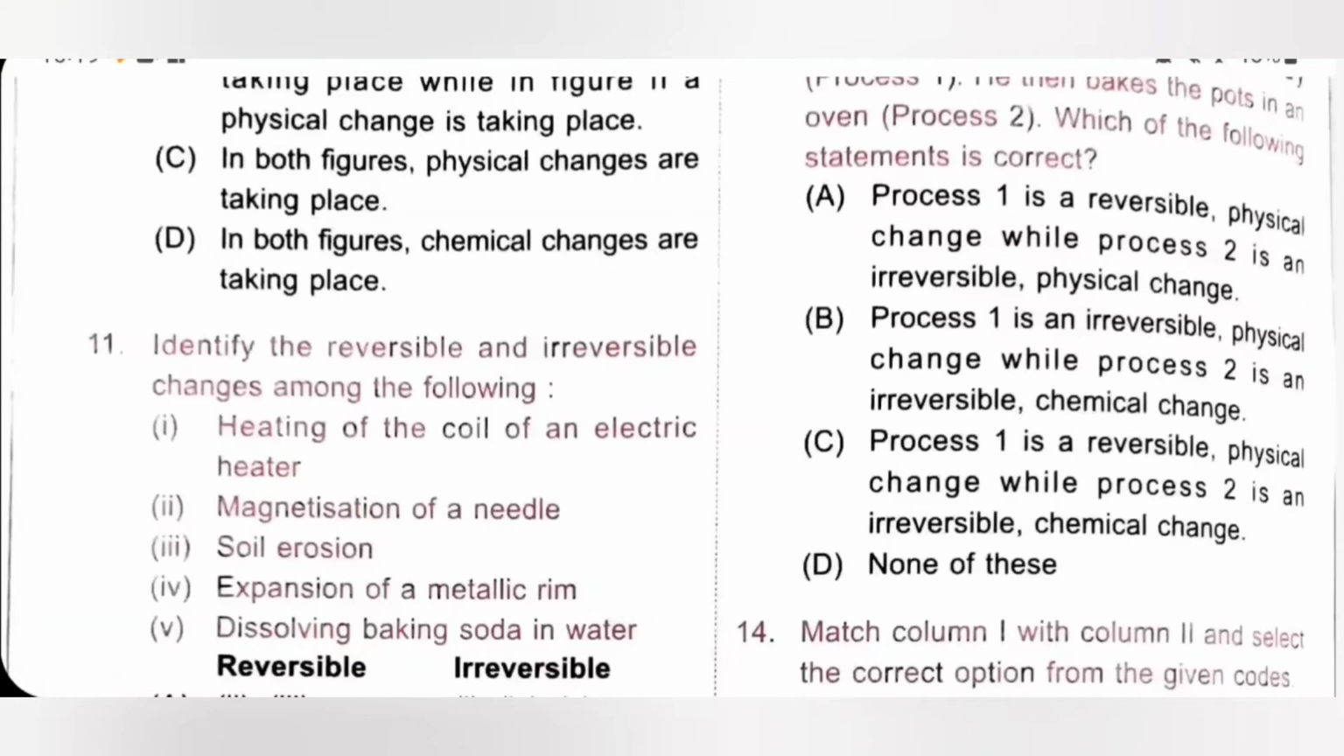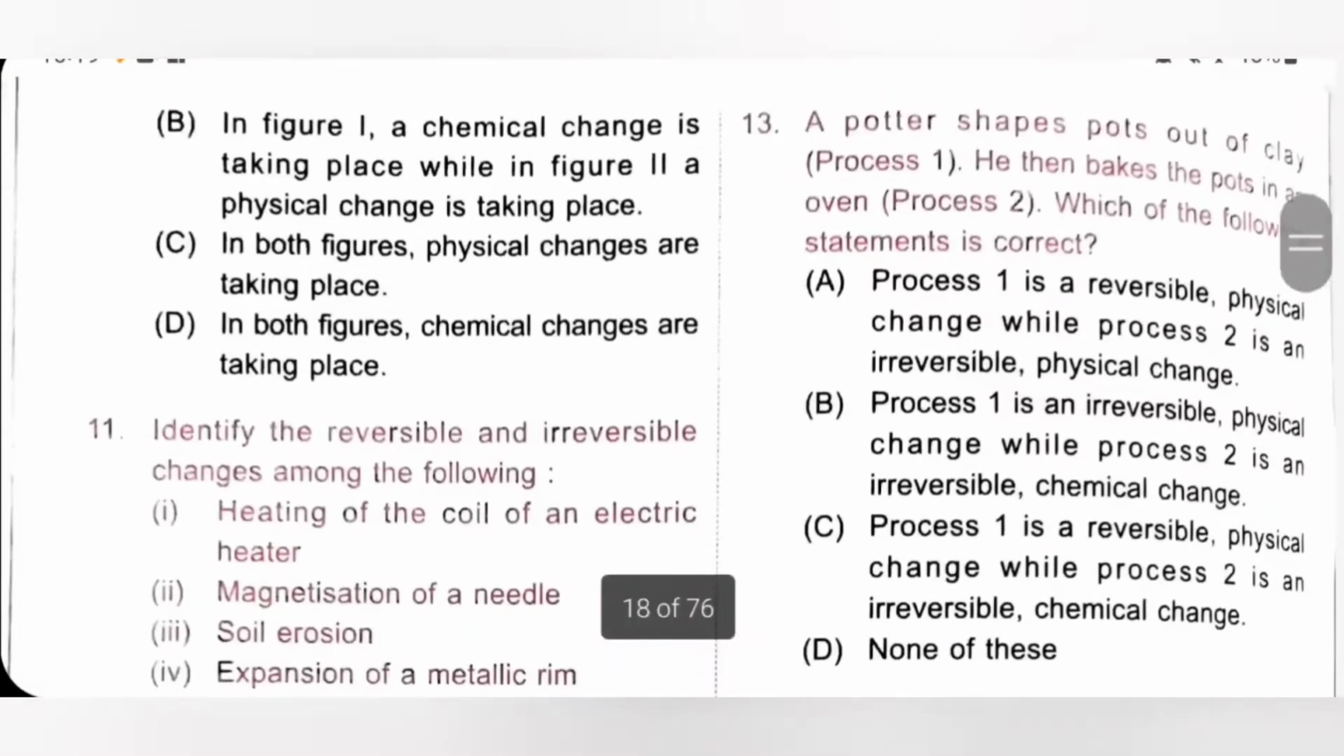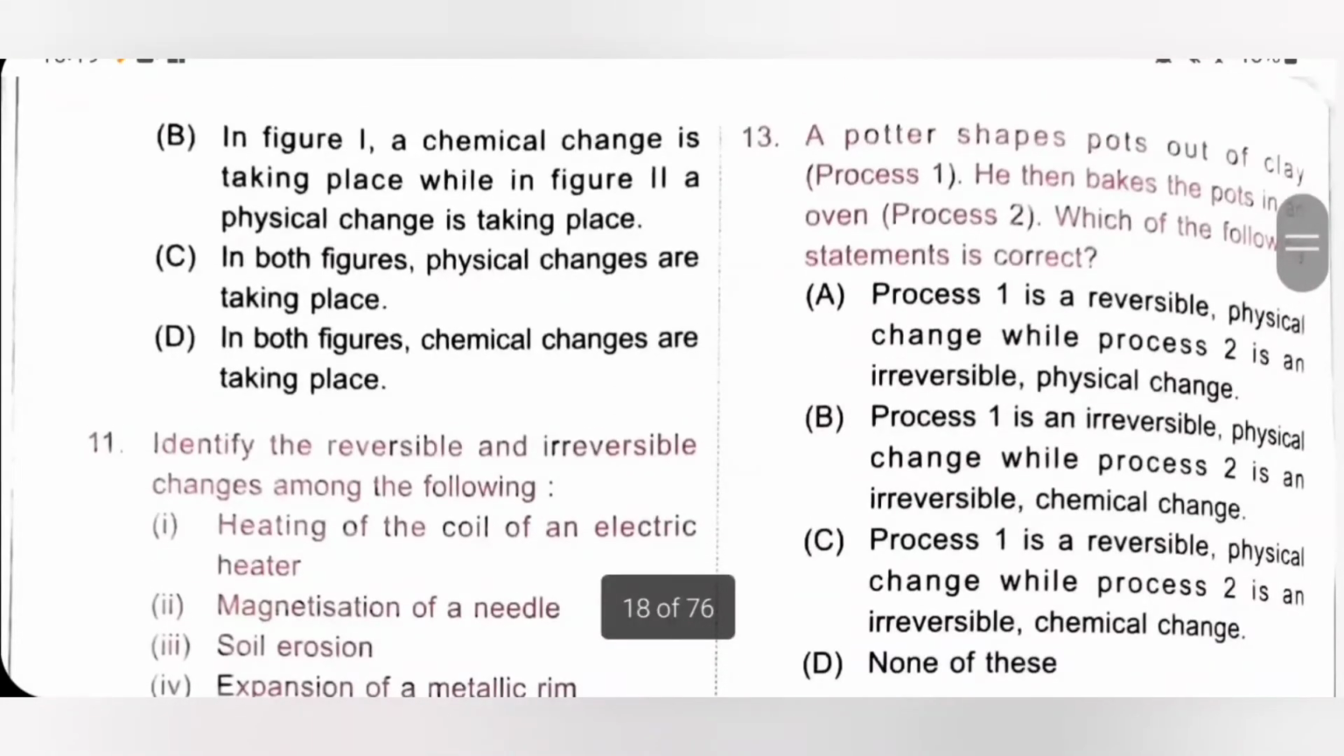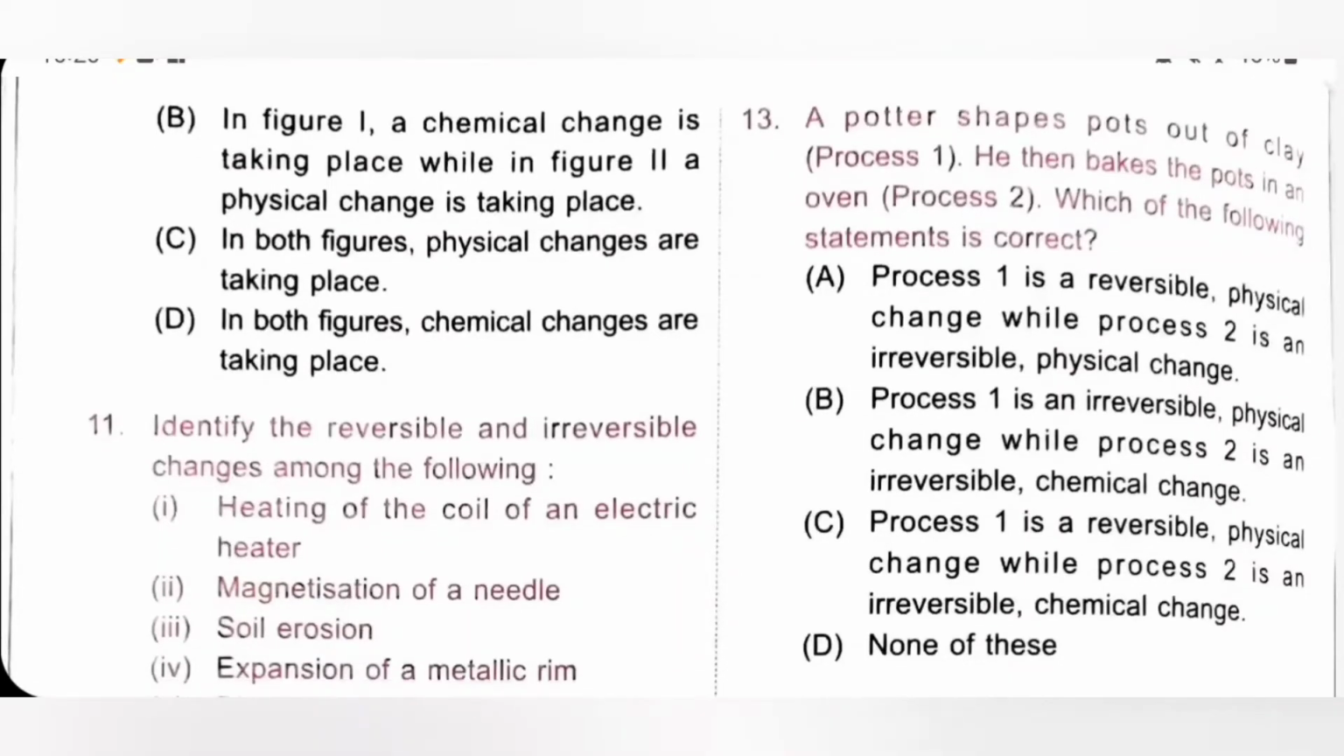D, none of these. So the potter shapes pots out of clay, it is a reversible physical change. He then bakes the pots in an oven, that is process 2, which is an irreversible chemical change. So process 1, reversible physical change. Process 2, irreversible chemical change. So option C is the correct answer, option C.